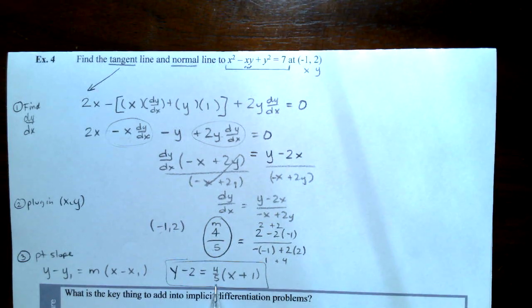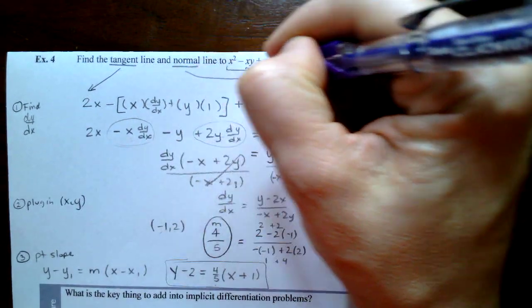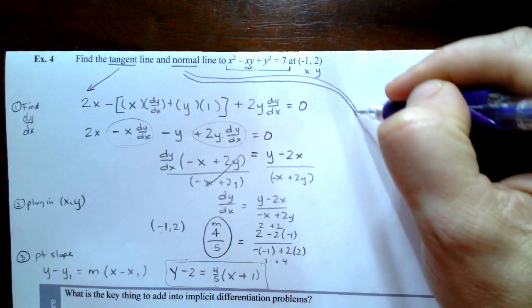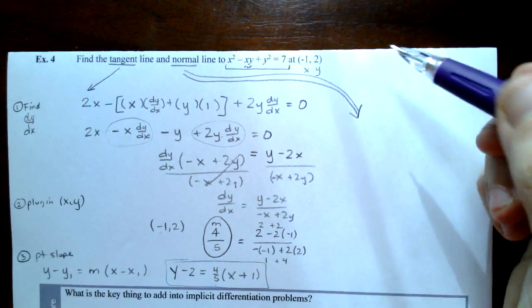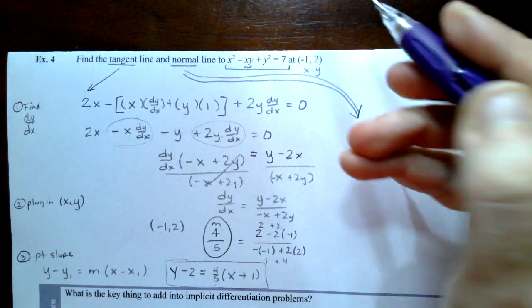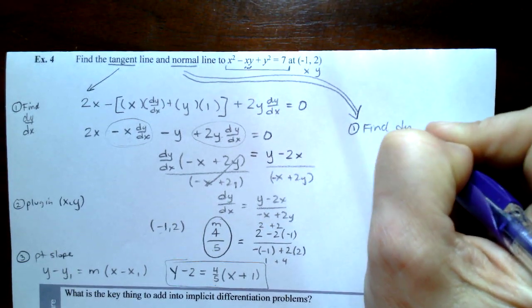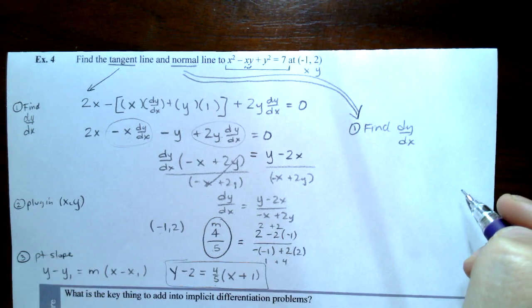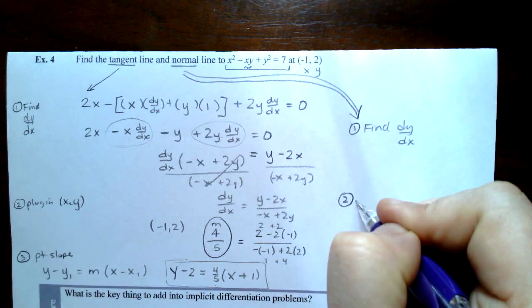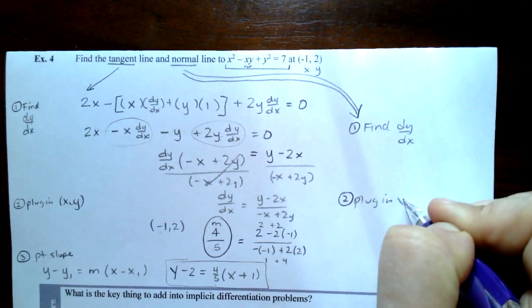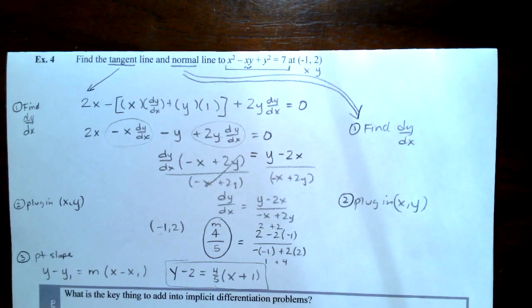Now remember, this is the equation for the line that is tangent. When we want to talk about the normal line, I'm going to put two arrowheads over here. The normal line stays the same. Step 1 is still the same, so I'm going to find dy/dx. Number 2, I'm still going to plug in x, y.